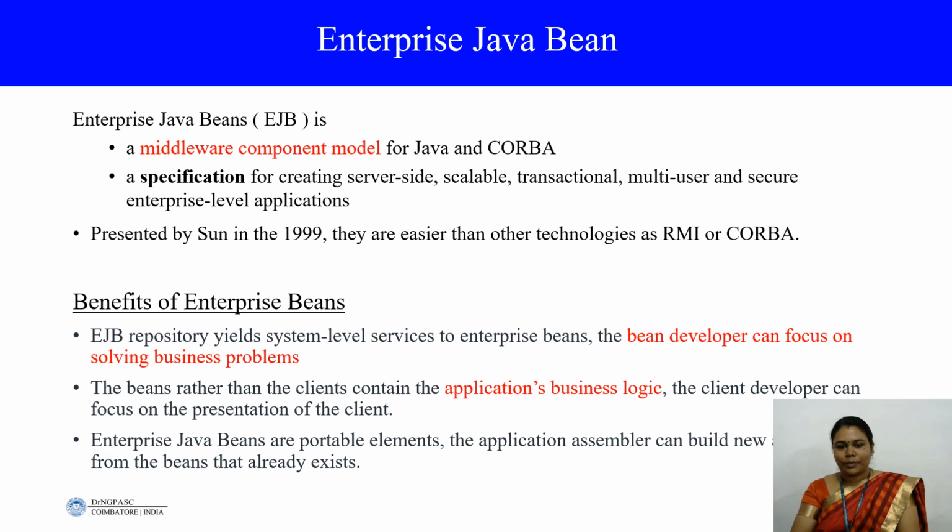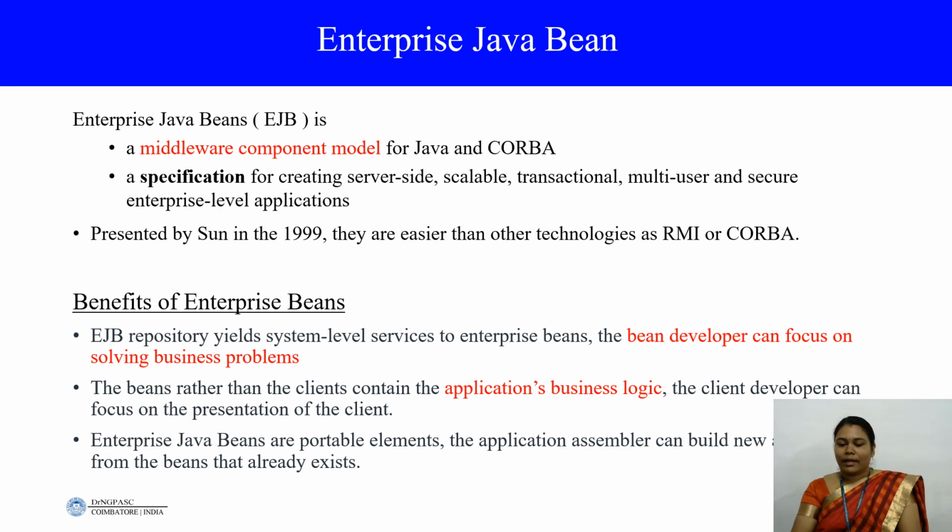It's a component model for Java and CORBA. CORBA means Common Object Request Broker Architecture. This Enterprise Java Bean is a specification for creating server-side, scalable, transactional, multi-user, and secure enterprise-level applications. And this Enterprise Java Bean was presented by Sun in 1999.